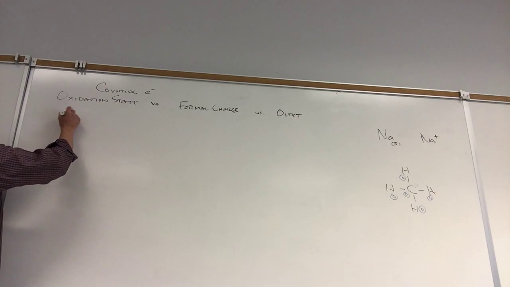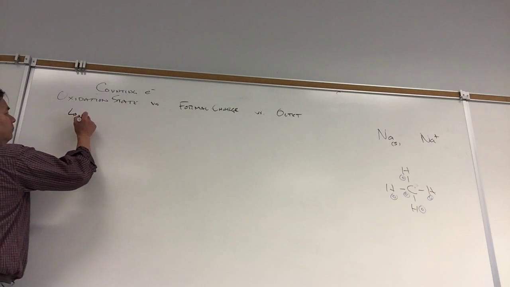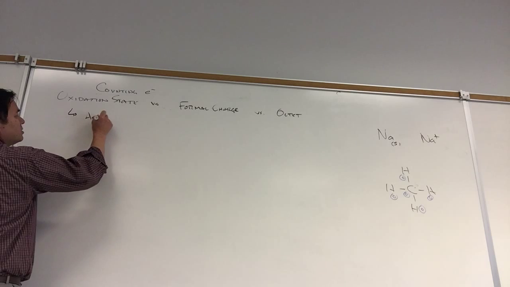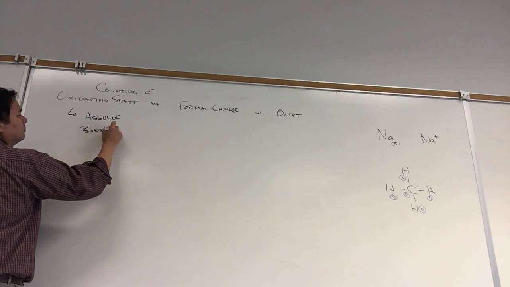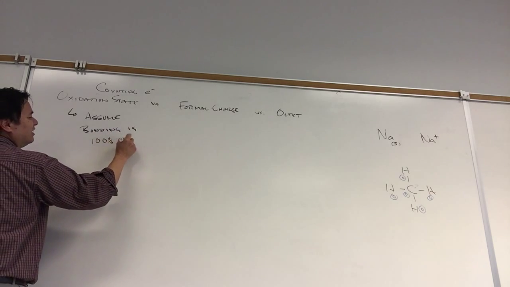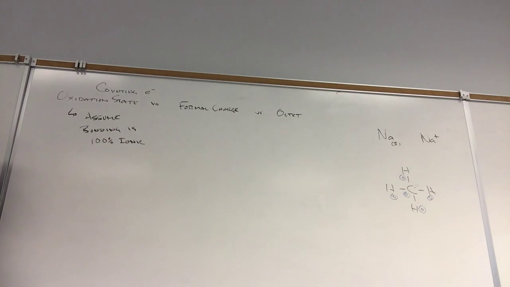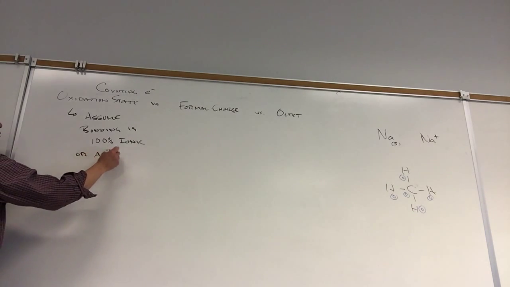When we do oxidation states, we have a very specific way. And so when we're counting electrons, the oxidation state, we'll talk about the definition of that, we make an assumption. We assume bonding is 100% ionic, or a tie.